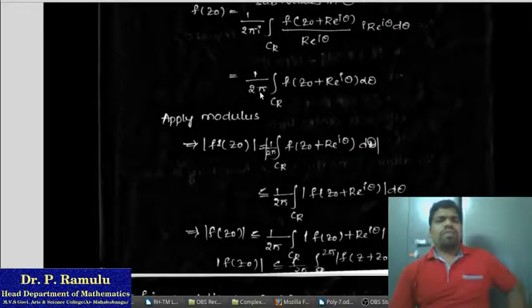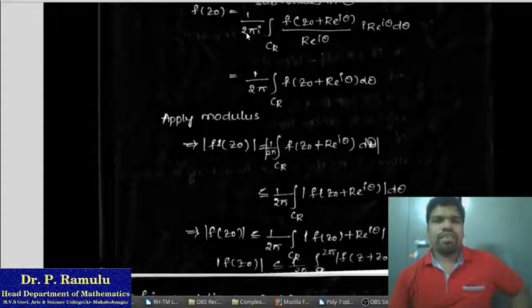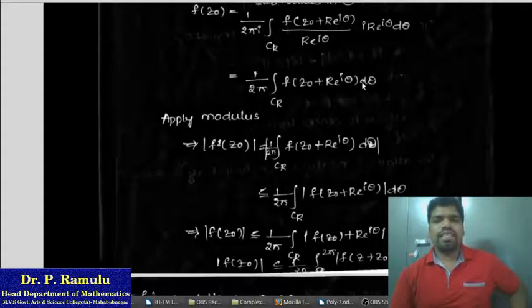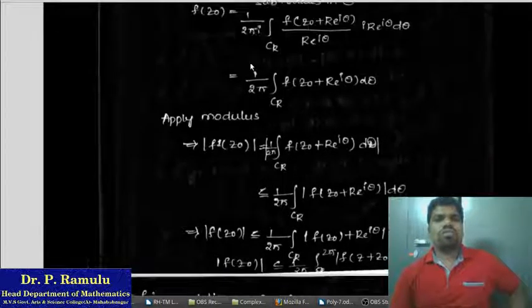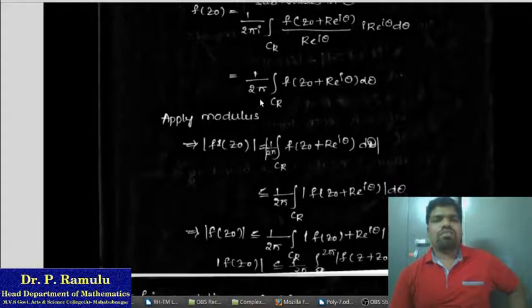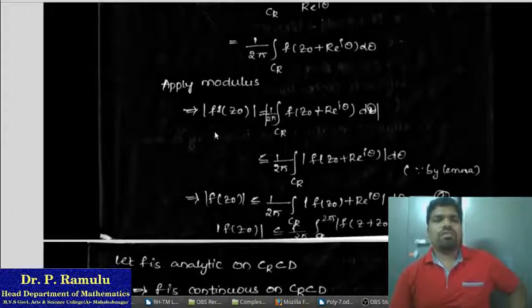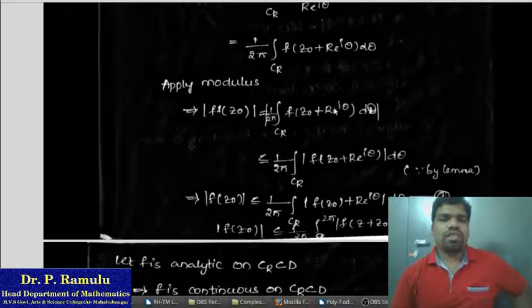That equals 1 by 2 pi i. So i gets cancelled out, and r e power i theta gets cancelled out, leaving f(z0 plus r e power i theta) d theta. Apply modulus on both sides of the above equation, we get the inequality: |f(z0)| equal to 1 by 2 pi i integration over CR of |f(z0 plus r e power i theta)| d theta.